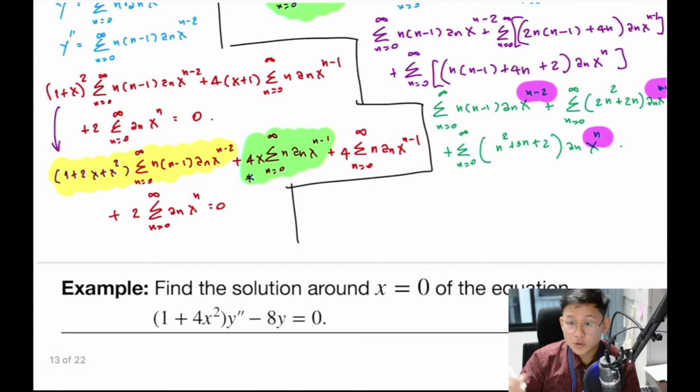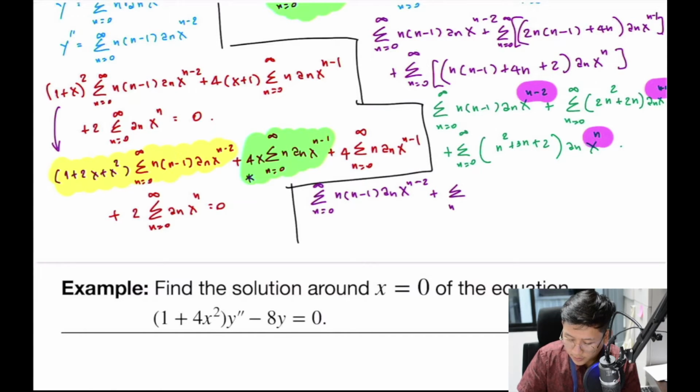So if I want to change all of them to x to the n minus 2, what I should do would be, here it would be summation n from 0 to infinity n minus 1 an x to the n minus 2. And then here I would plus summation n from 0. Okay guys, before I do that, can I factorize it first, so that it won't get too messy and make you guys very confused.